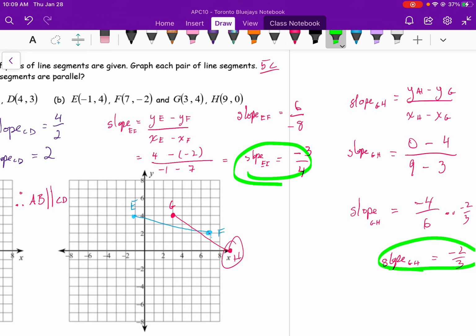So what we get is that they have different slopes. Are these two line segments parallel? So what I can say is that EF is not parallel to GH. And in brackets, I'm going to put different slopes.